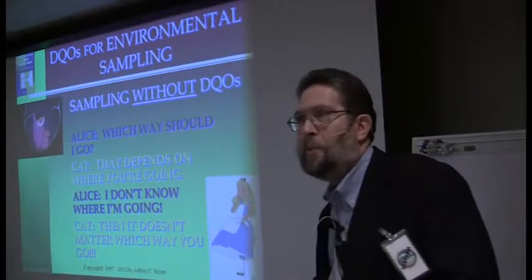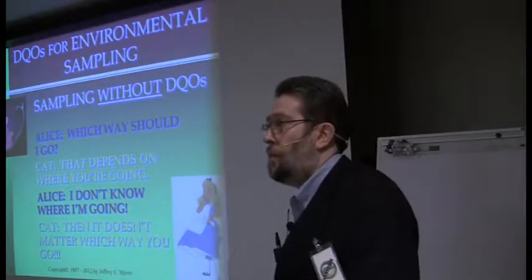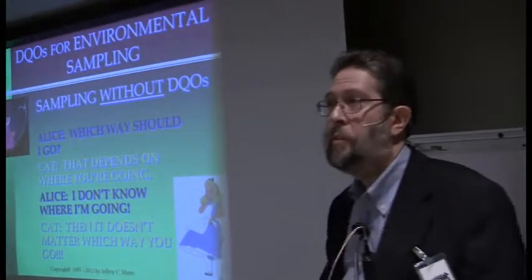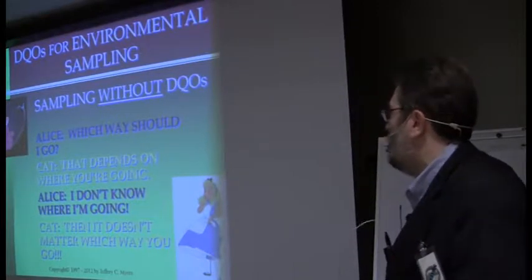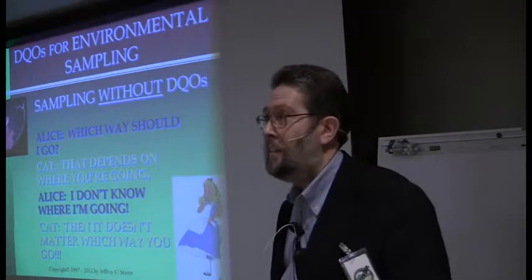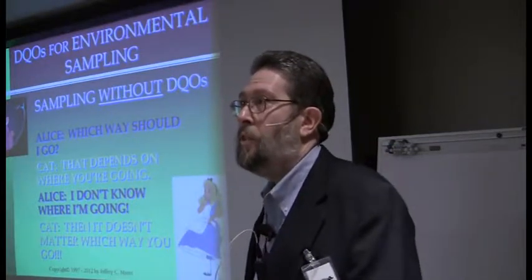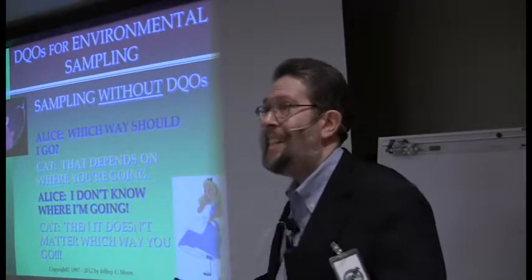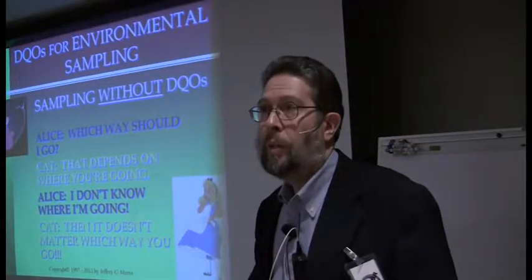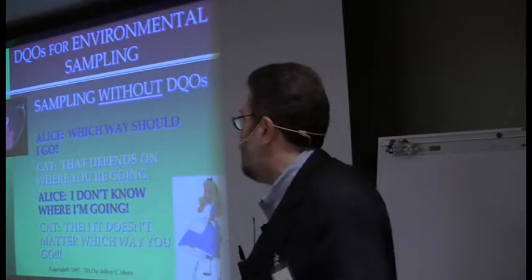And this is kind of one of those silly takeaway slides that I want you to go home with. Sampling without DQOs. Sounds silly, but it's really the case. And it reminded me of Alice in Wonderland, where she meets up with the Cheshire Cat. And she asks the cat, which way should I go? And the cat said, well, that depends where you're going. And Alice said, I don't know where I'm going. And the cat said, well, it doesn't matter. And that's the way some people would like to run their projects. But that doesn't help you, okay? You need focused data. You need the data that will tell you what decisions you can make, whether it's okay or whether it's not.